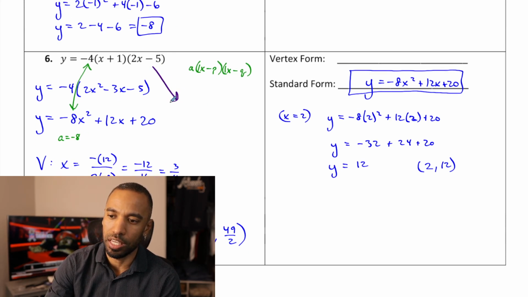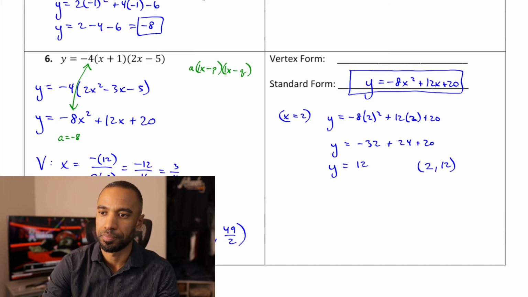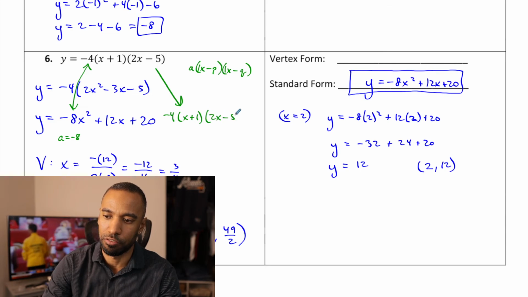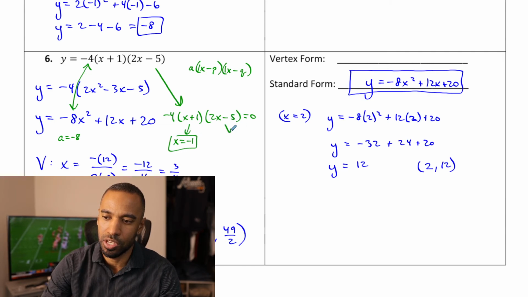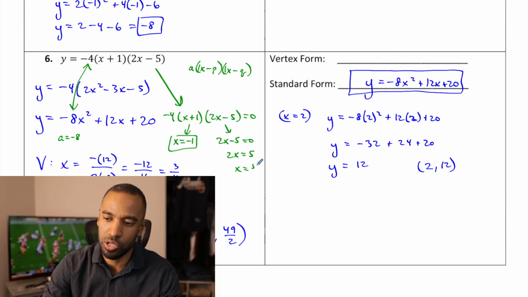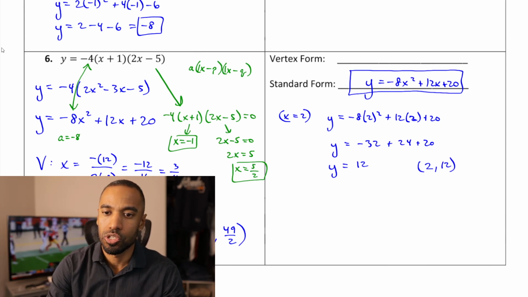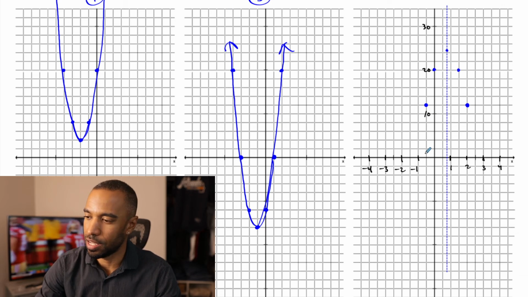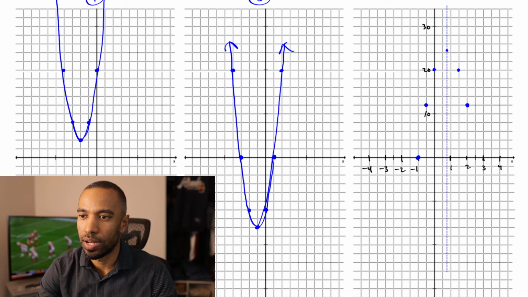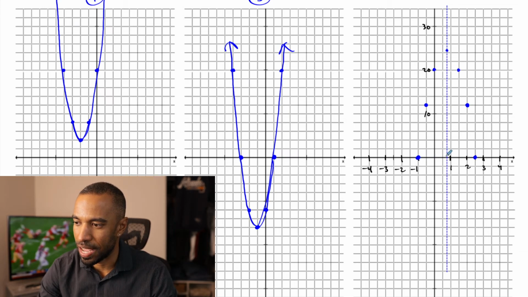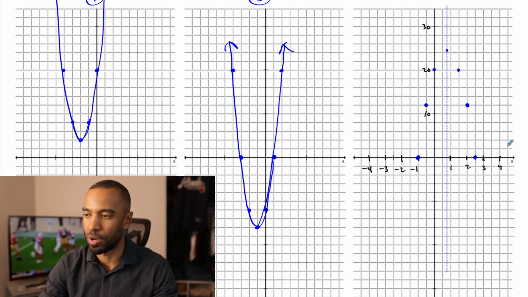If I set this whole thing equal to 0, because factored form can help us find those, then either x plus 1 equals 0, so x equals -1, that's one of our things, or 2x minus 5 equals 0. Add 5 to both sides and divide both sides by 2, x equals 5 halves, and that's 2.5. So where is -1? That's right here. Now where is 2.5? That's right here. And don't you notice that's the same 1, 2, 3.5 away, and the half, 1.5, 2.5, 3.5 away. So that seems to work as well.